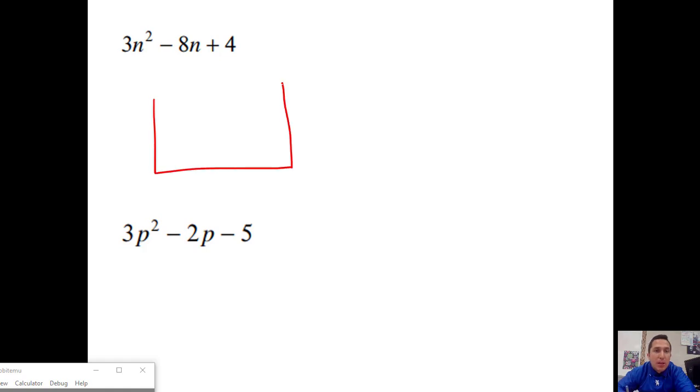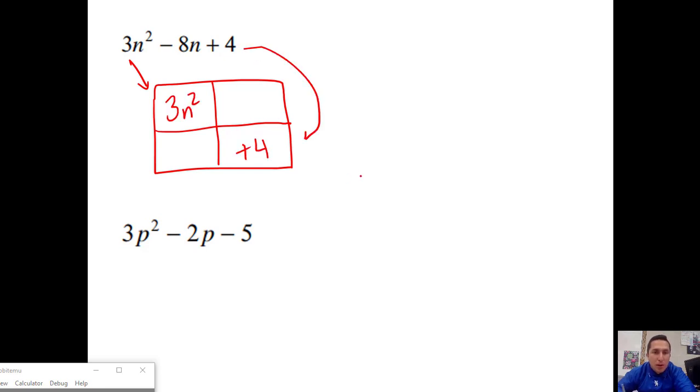Let's build this box. That's always step 1. It keeps our thoughts nice and easy, nice and organized. Here we go. First square goes 3n squared. Last square goes plus 4. What number goes up here? 3 times 4 gives me a 12. So that 12 goes up there.